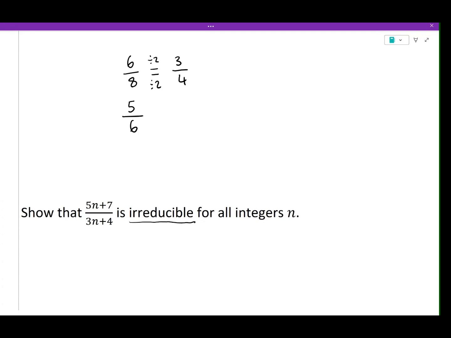So the reason we can't simplify this one is because the highest common factor of our numerator and denominator is equal to 1. Now the top fraction, 6/8, is what we'd call a reducible fraction, because it can be simplified, because it has a highest common factor above 1. Whereas the bottom fraction is the irreducible one, because the highest common factor is equal to 1. So essentially, we're talking about whether a fraction can be simplified or not.